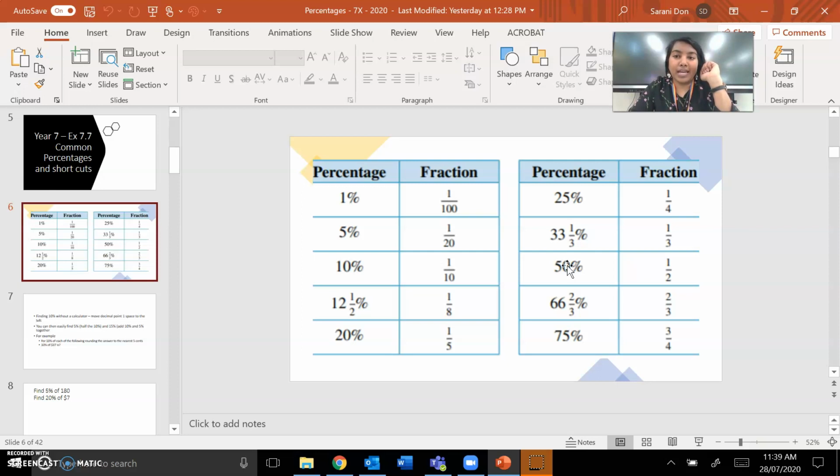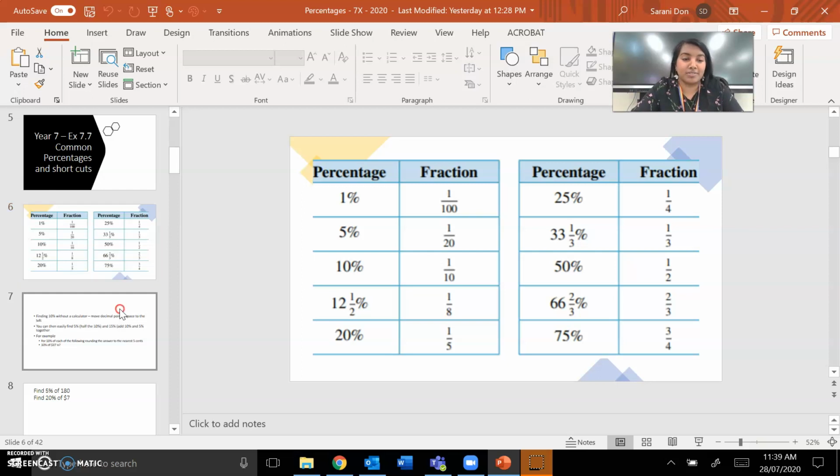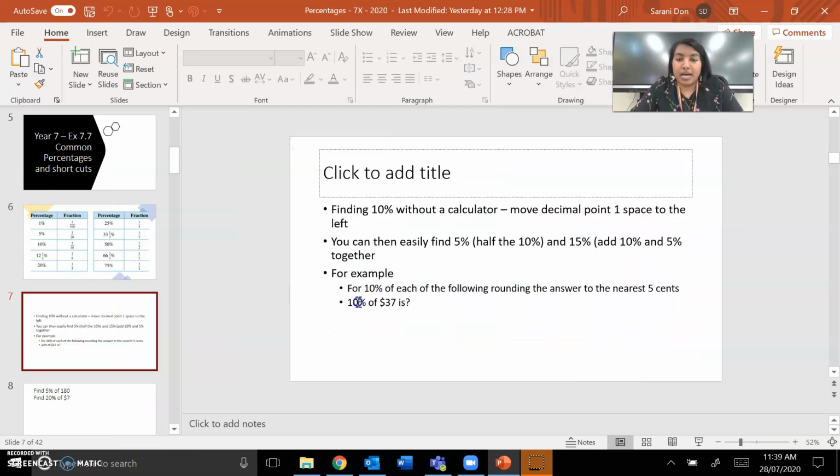When you get a question, for example, if it says find 10% of something, it's really easy to solve, especially when it's out of 100, right? So when questions get a bit more complicated, we're going to use the easy ways to answer it. So these shortcuts, let's have a read of this.